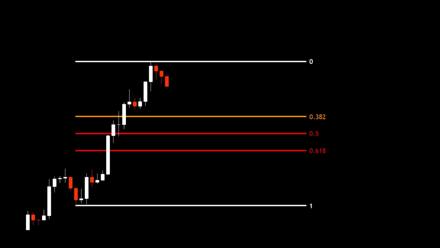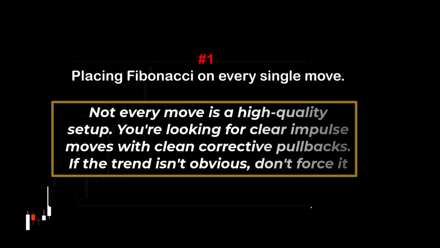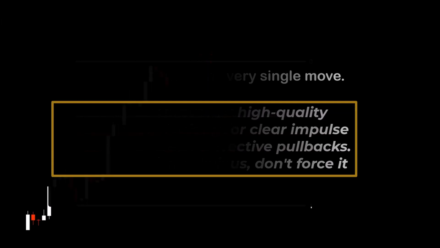All right, so before we wrap this up, I want to cover some of the most common mistakes I see beginners make with Fibonacci. Because if you can avoid these, you're going to save yourself a lot of time and a lot of money. Mistake number 1, placing Fibonacci on every single move. You don't need to do this. Not every move is a high-quality setup. You're looking for clear impulse moves with clean corrective pullbacks. If the trend isn't obvious, don't force it.